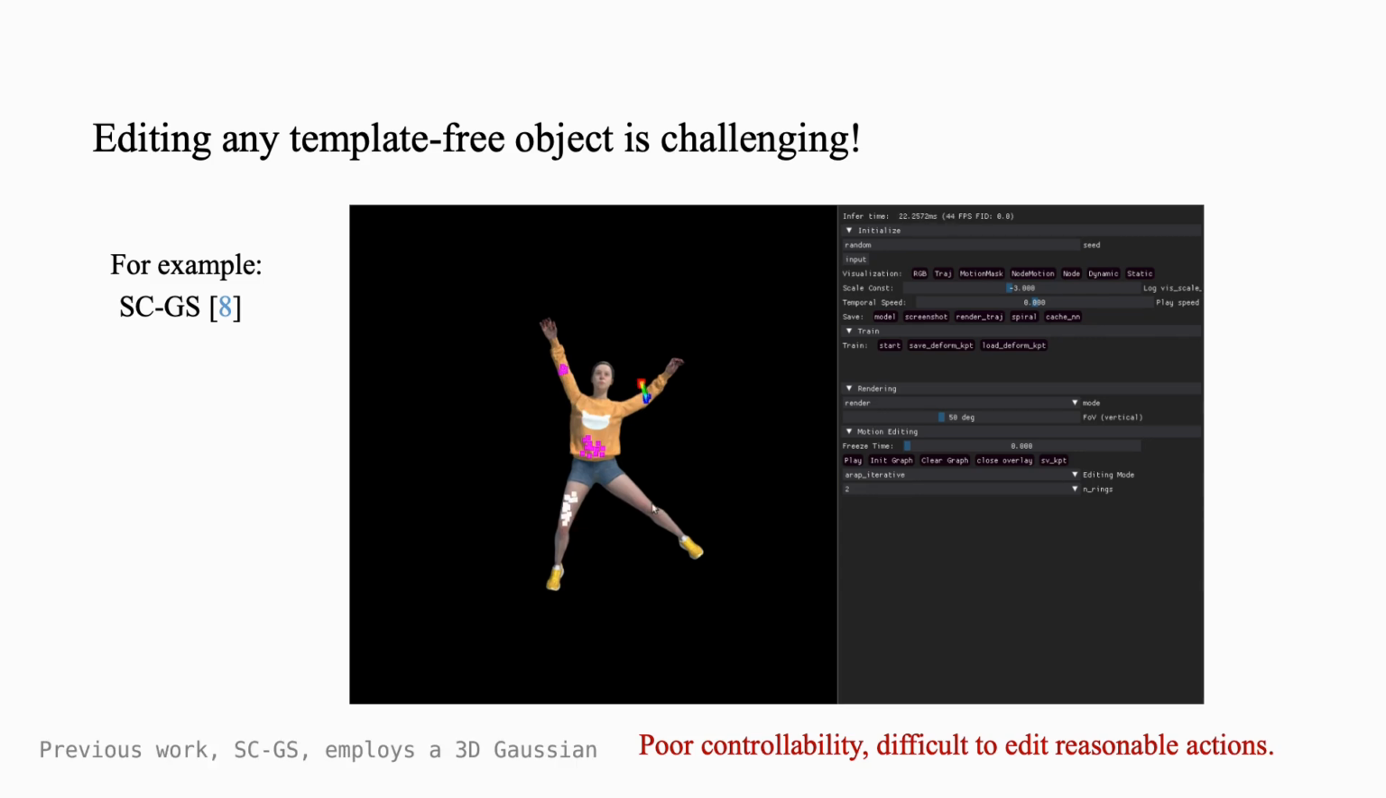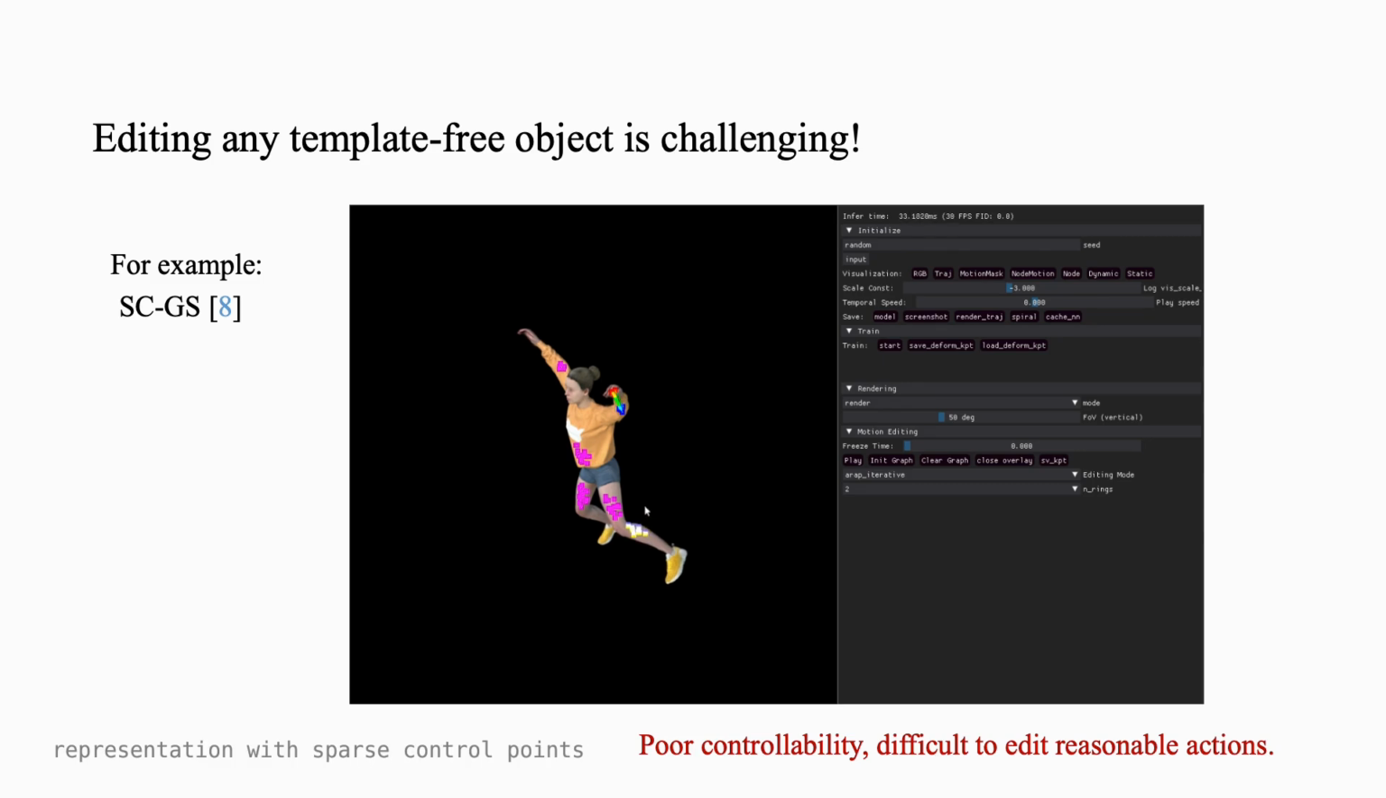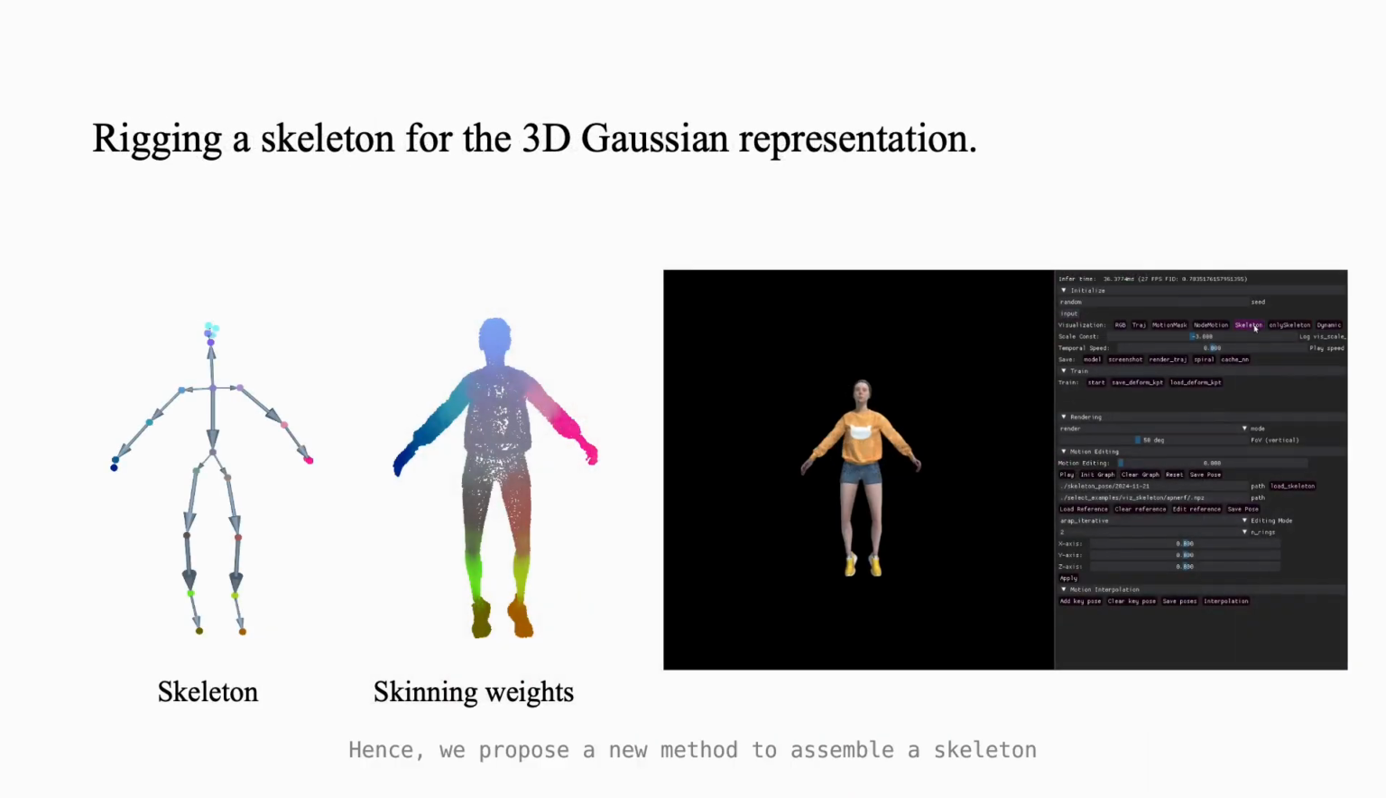Previous work, SC-GS, employs a 3D Gaussian representation with sparse control points and ARAP terms for editing dynamic objects. However, its controllability is limited, making it challenging to edit actions reasonably. Hence, we propose a new method to assemble a skeleton for the 3D Gaussian representation to facilitate easy editing.